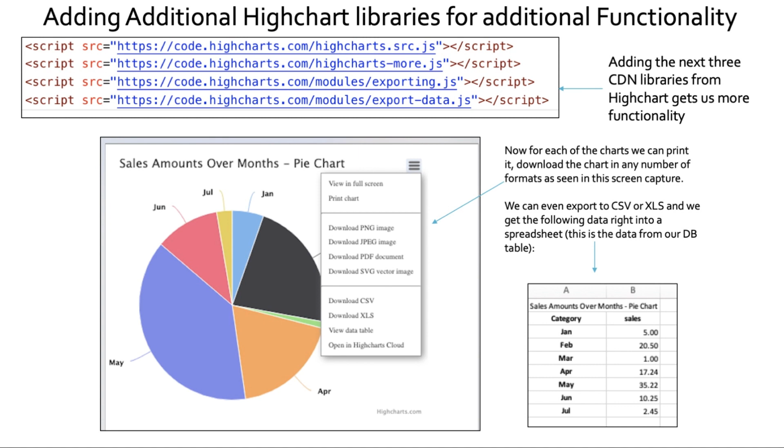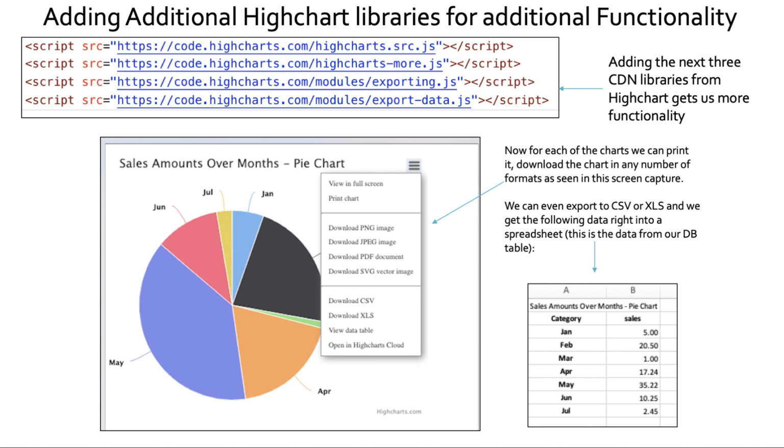Once you add these 3 here, underneath the original one, more exporting and export data, you'll get all this wonderful functionality to download pictures of this in various different formats or files of this. So it's just wonderful to be able to do this. And you see on the right-hand side, when we export to CSV or into XLS, we are able to see the data traversing through in chart format.